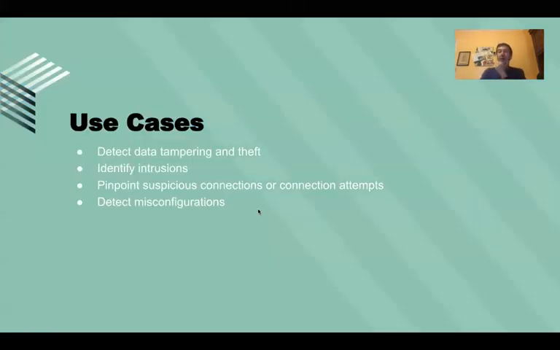Use cases, examples of what you can do with Falco. Detect data tampering and theft. Very often, if somebody manages to get into one of the devices, there's a chance that the devices may be reconfigured, that traces are deleted, that data is exfiltrated and stolen, which can be very concerning. Falco is able to detect this kind of stuff and send you notifications for this.